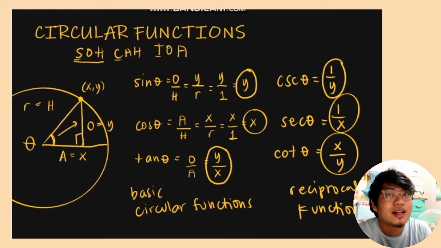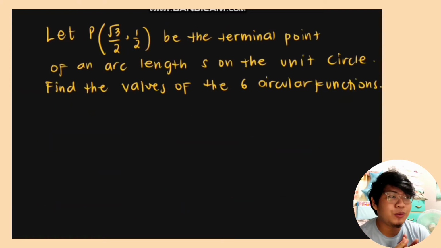And this is not our topic yet kasi i-discuss ko pa sa inyo how to find the 6 circular functions. In-introduce pa lang natin dito. Okay? So, let's start with the real problem. Okay, let's start with the first example. Let P, or the point square root of 3 over 2 and 1/2, be the terminal point of an arc length S on the unit circle. Find the values of the 6 circular functions.